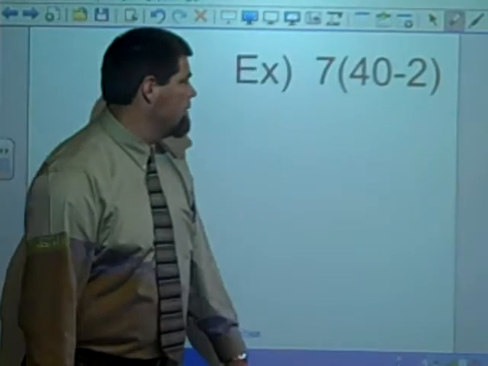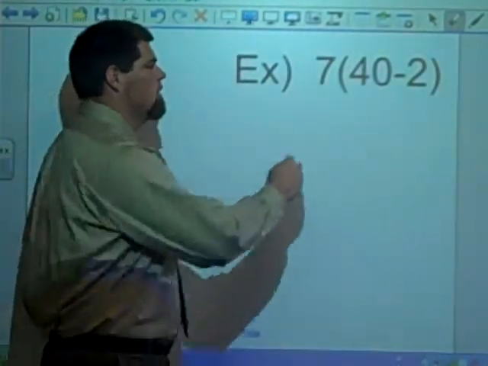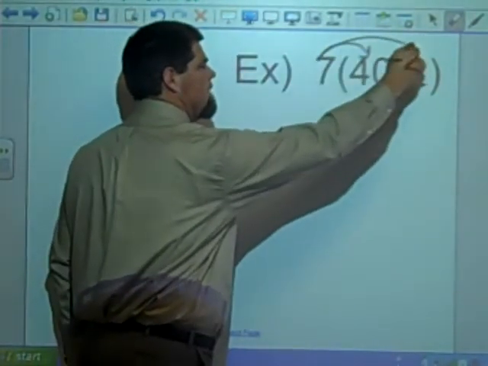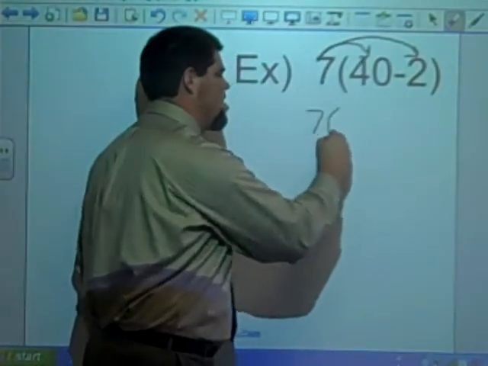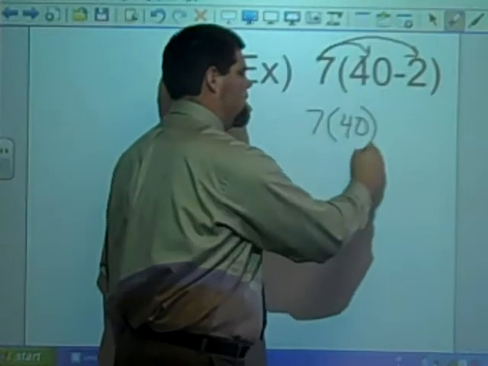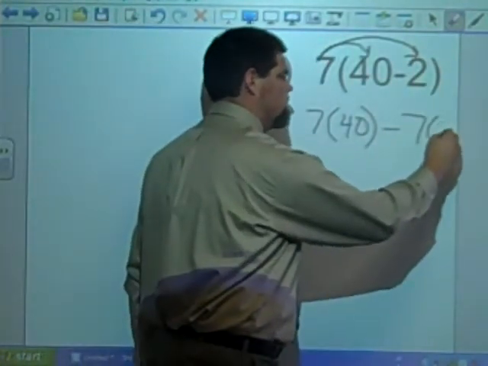Alright, next example. 7 times 40 minus 2. So here again, we're going to distribute the 7 to everything inside the parentheses. So 7 times 40 and 7 times 2. So when we write it out, we're going to have 7 times what? 40. Bring down our operation, and then 7 times 2.